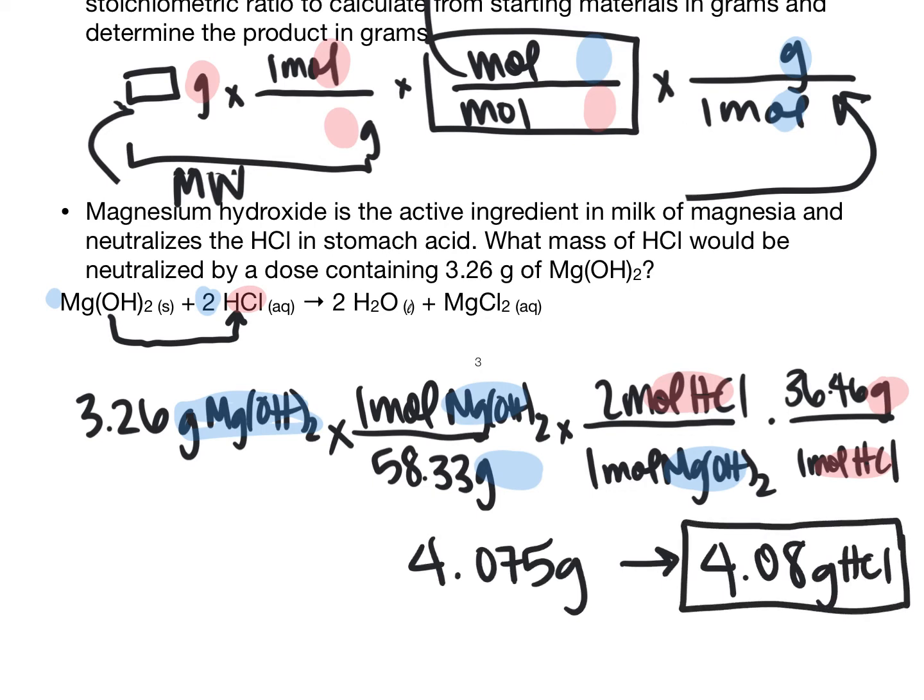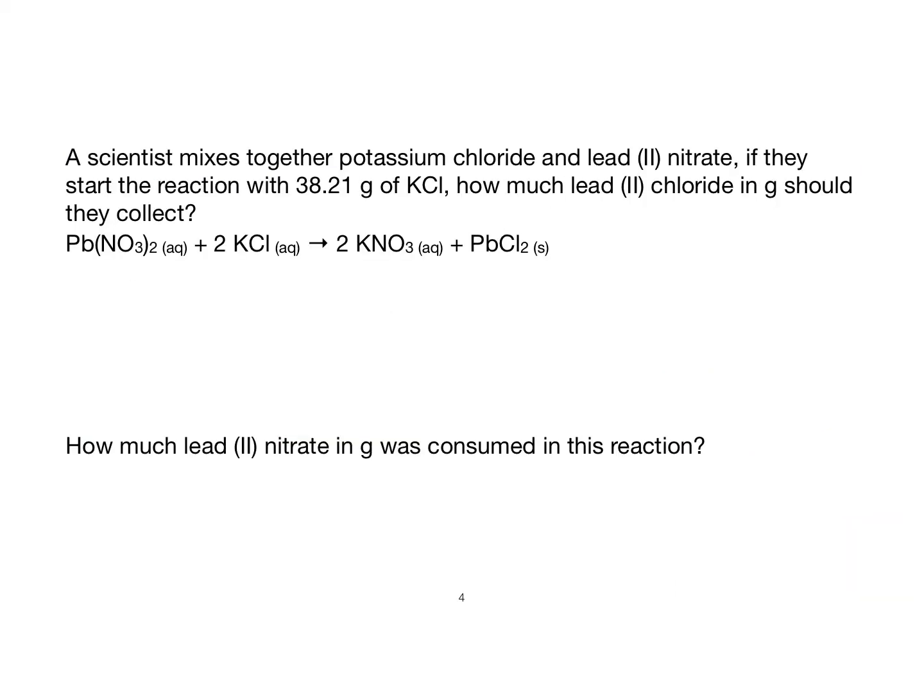So using a balanced chemical equation, we can now convert from grams to moles, moles to moles, and moles to grams. So let's look at another example. A scientist mixes together potassium chloride and lead 2 nitrate. If they start the reaction with 38.21 grams of KCl, how much lead 2 chloride in grams should they collect? So we are asking about this value here.